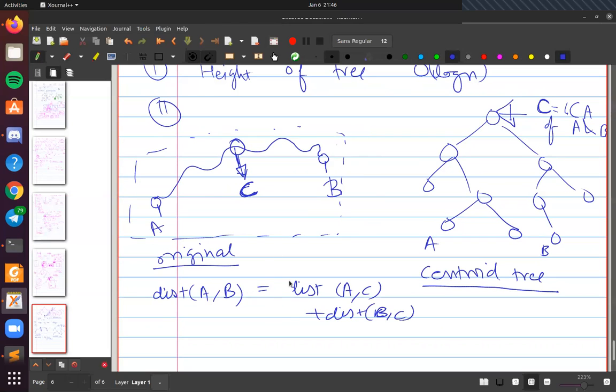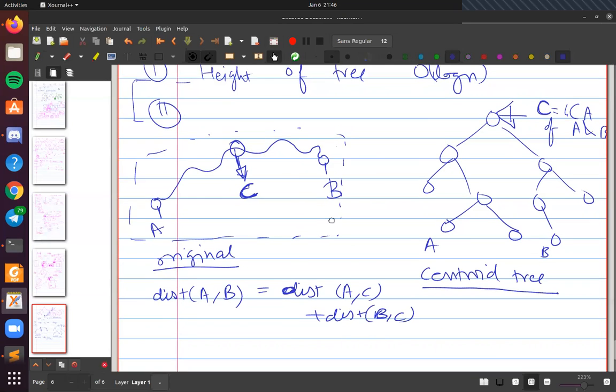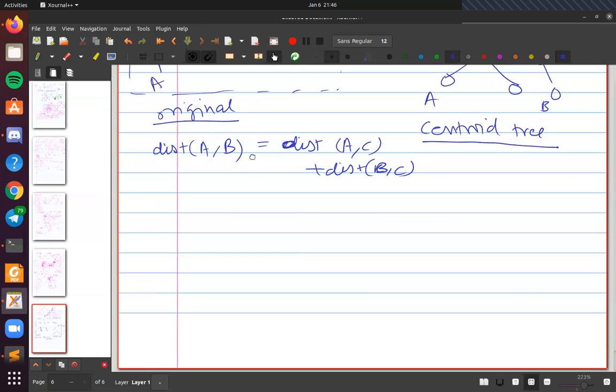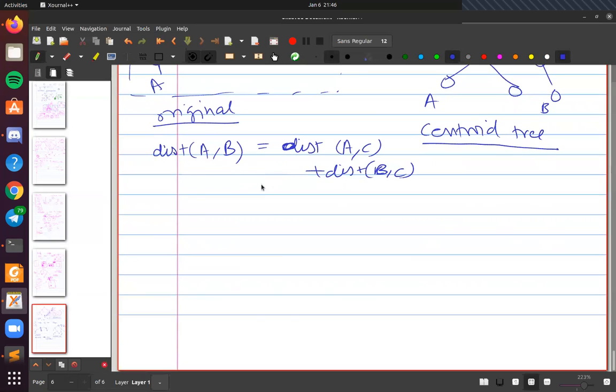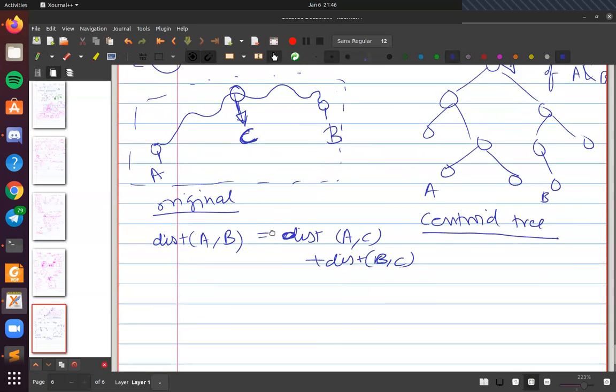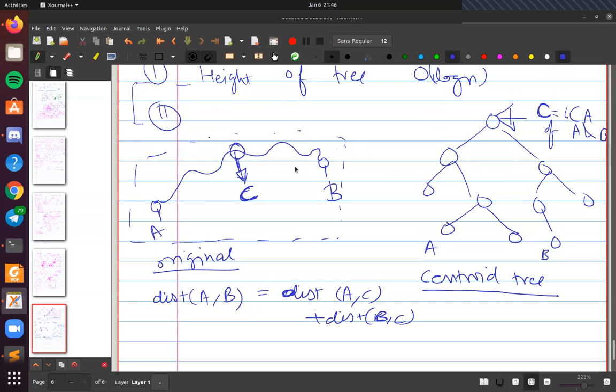So I will prove why it is so, and this is the property which we use in every question. Only these two properties are there, and these are basically what we use in every question. So I will prove that. We have to prove that the vertex C, which is the LCA of A and B, will be present in between the path.